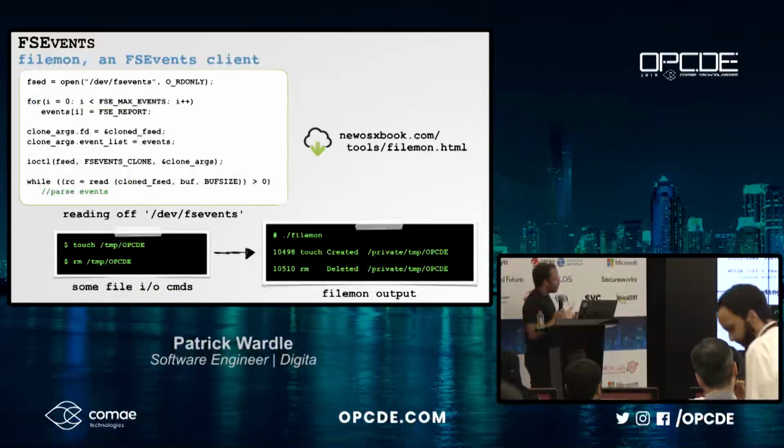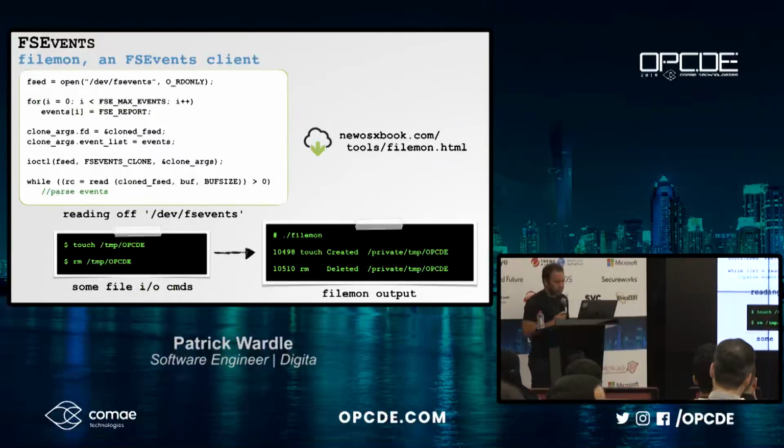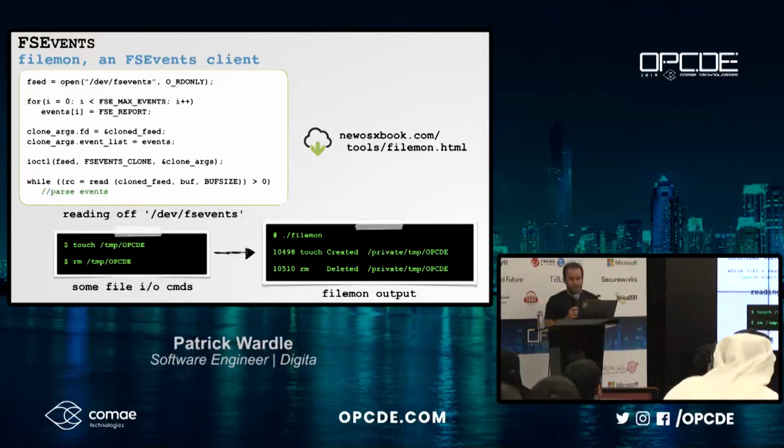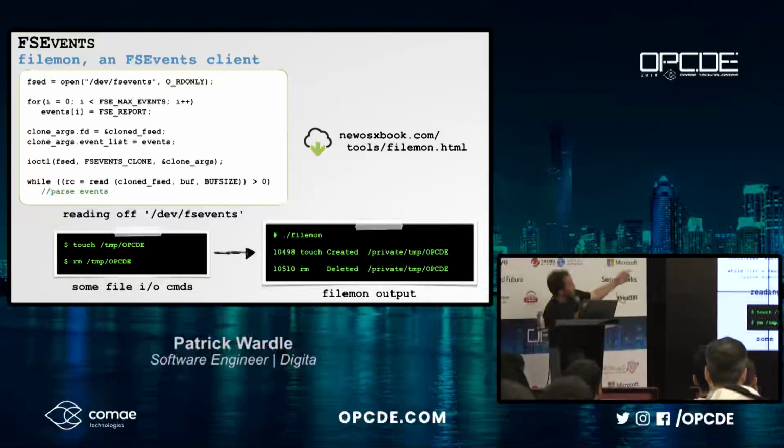So let's look briefly in code at how we can implement something such as a simple file monitor. You can see in the code at the very top, we call open, and we open this /dev/fsevents device file. We then tell the kernel what file I/O events are of interest to us. And since we're writing a filemon utility, we basically tell it, hey, we're interested in everything. So we set fse_report to every single event.